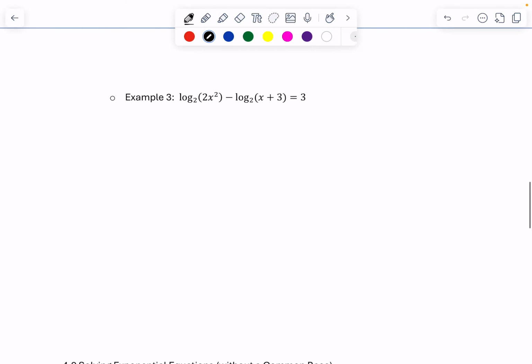Okay, so this one, notice we've got log in more than one place. So I've got log base 2 here, log base 2 here. So I'm going to combine them into 1. And because of the minus, that means I have to write it like this with the division, okay? The x plus 3 has got to be on the bottom.